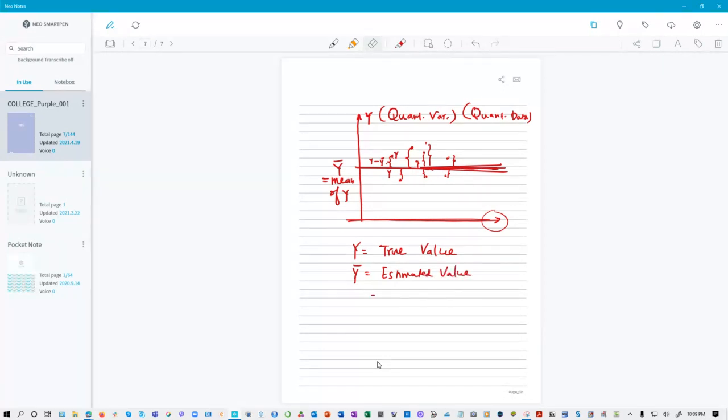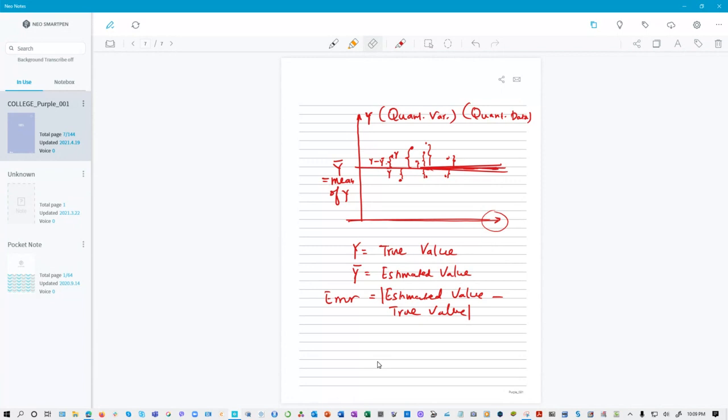The difference is called the error or residual. It is the estimated value minus the true value. And you put the absolute value to say that you are always looking for the positive.